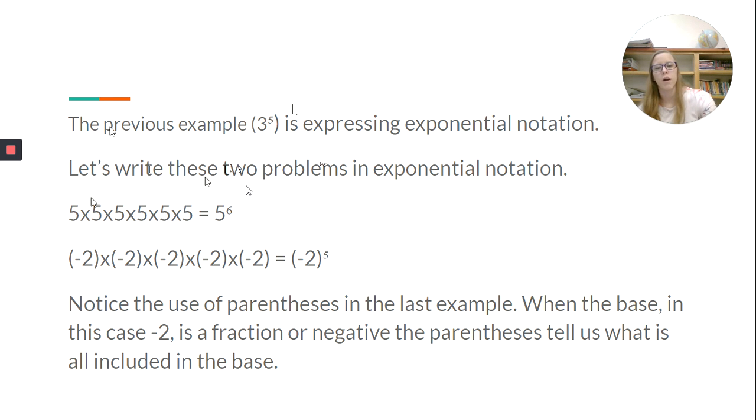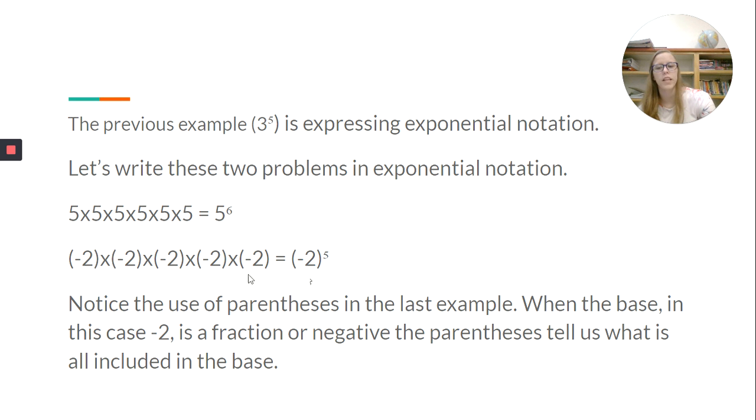So let's write these problems in exponential notation. So first we know that our base number is going to be 5. And then we have to count how many 5's there are. So we have 1, 2, 3, 4, 5, 6. So we're going to write 5 to the 6th, representing 5 times 5, 6 times.